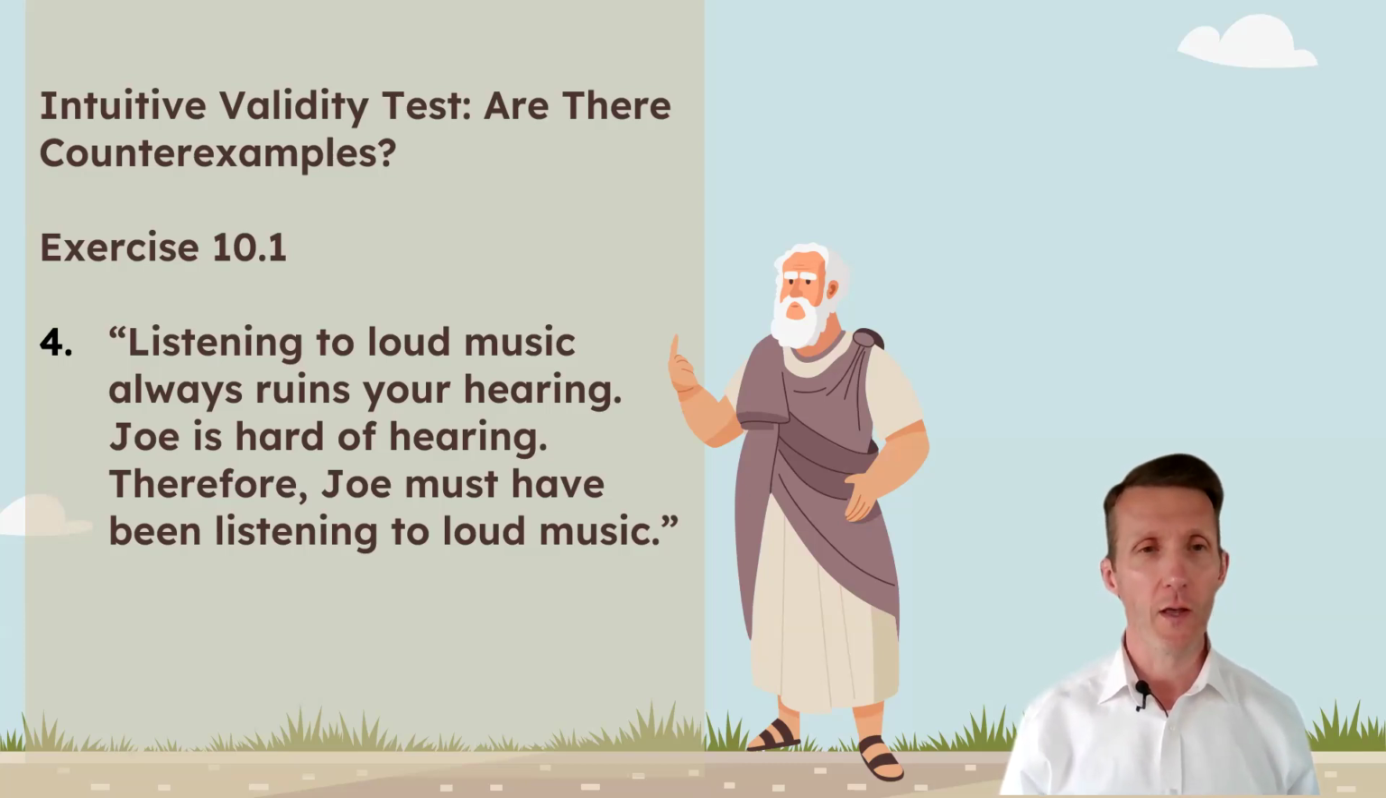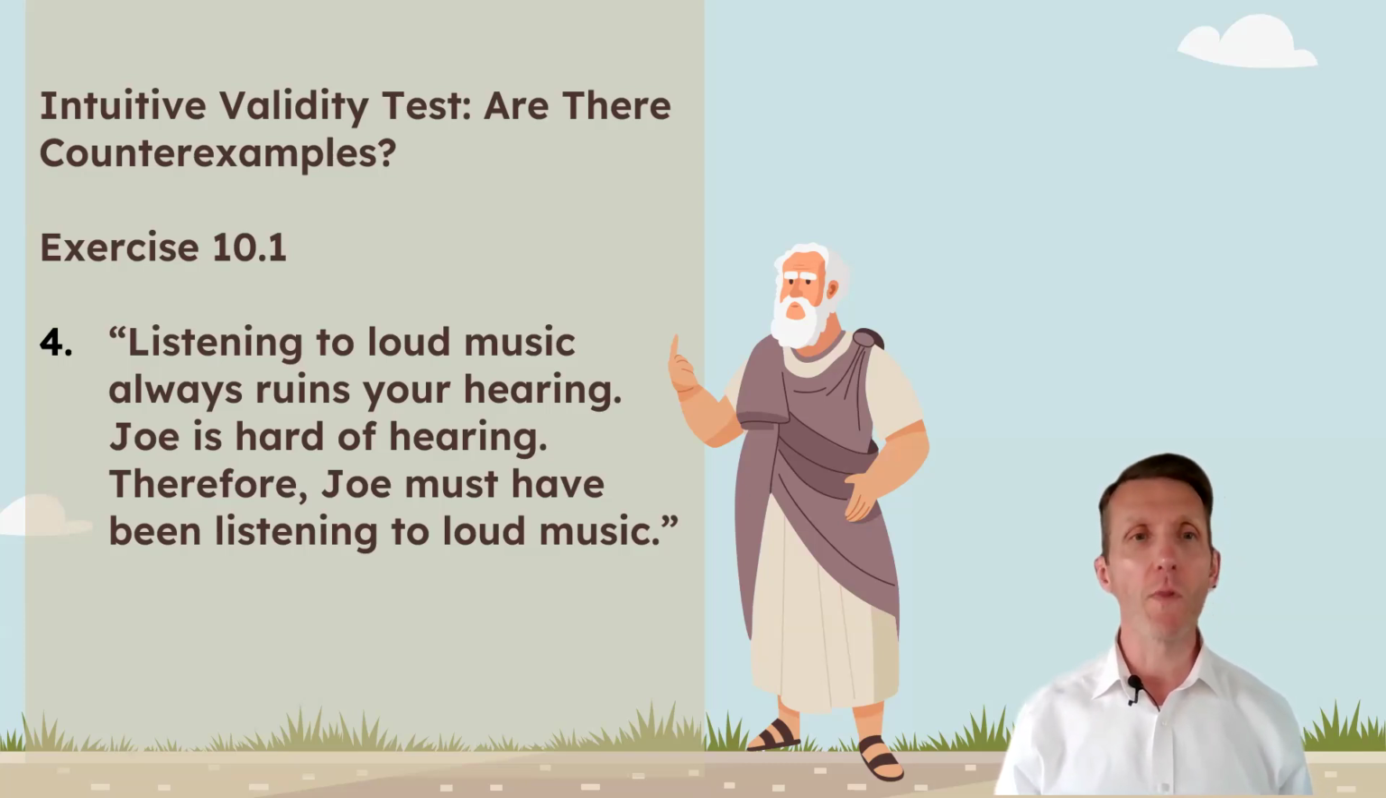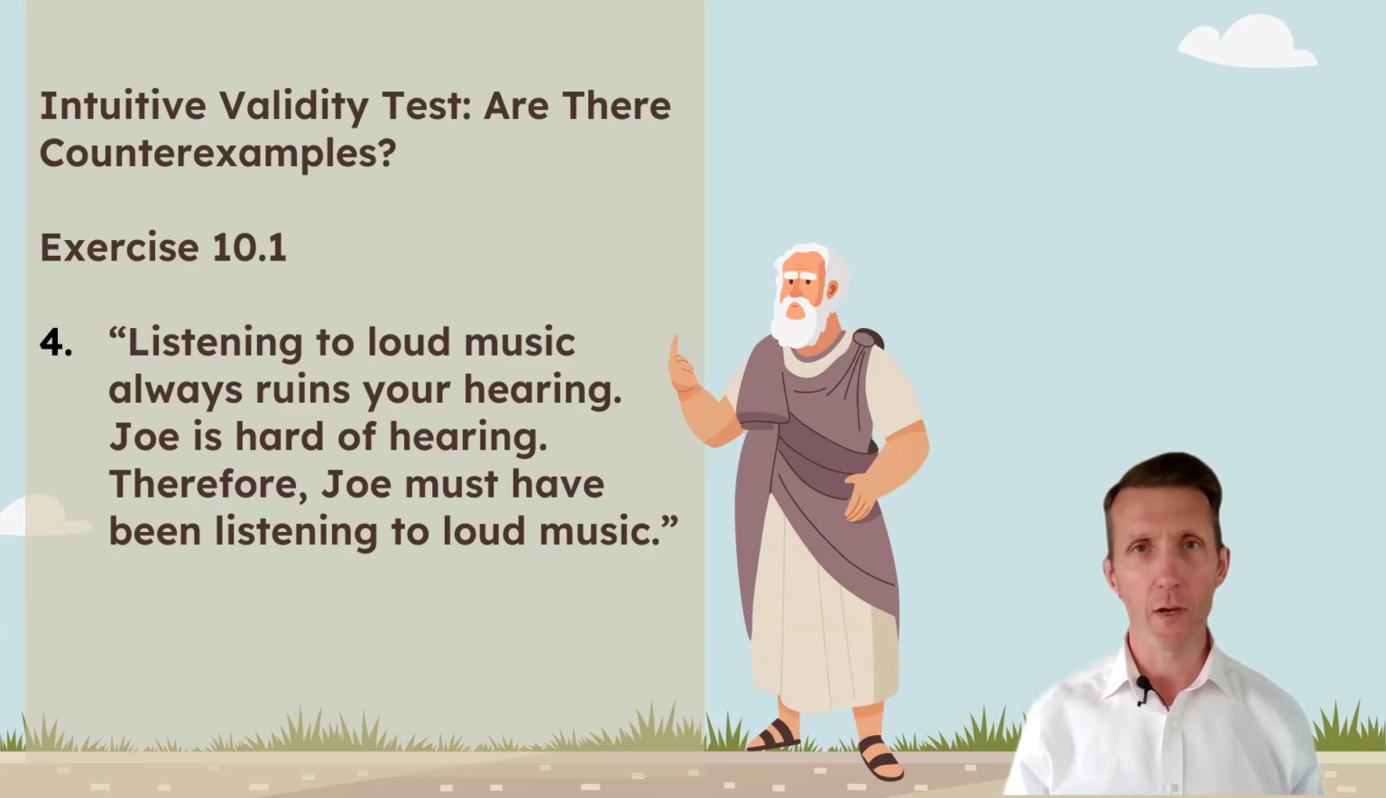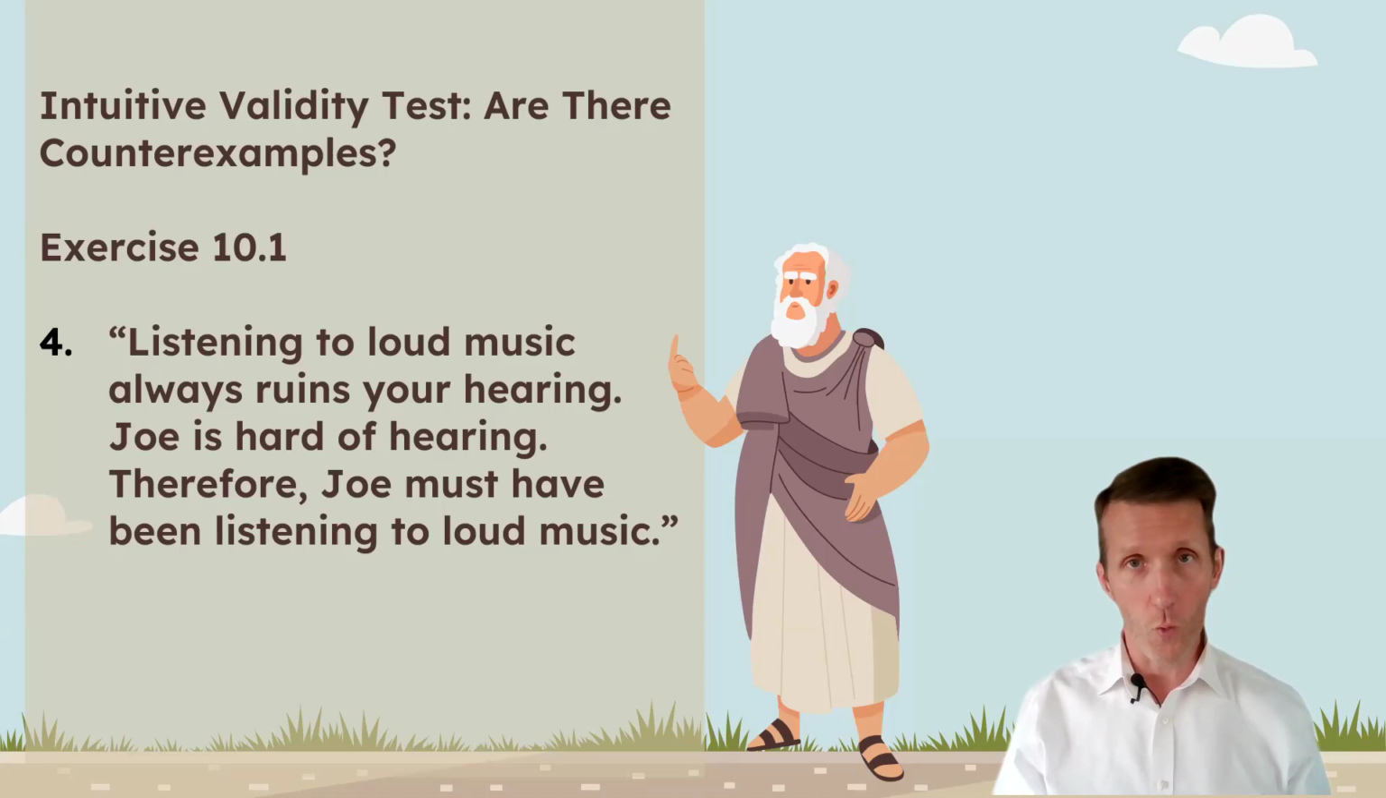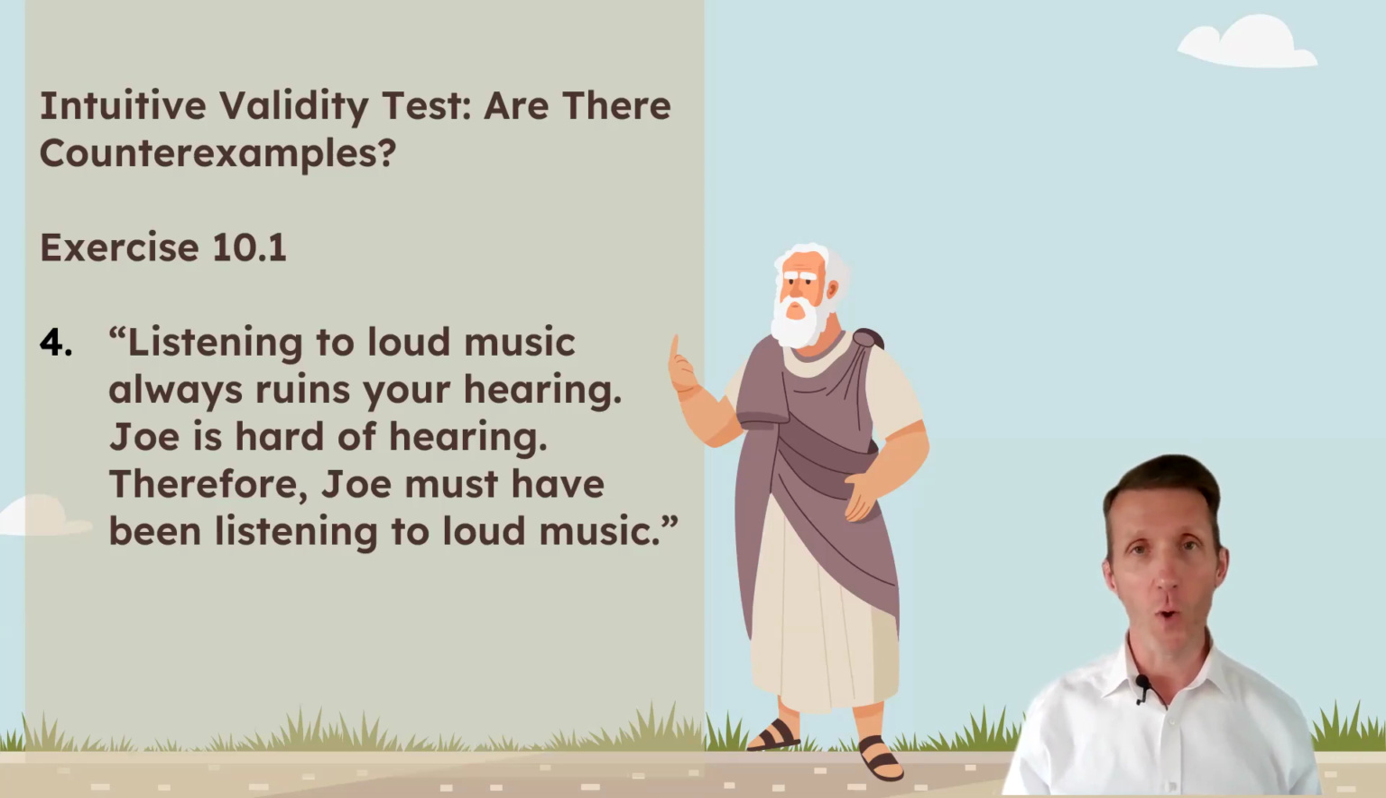Joe is hard of hearing. Imagine that both of those are true. Therefore, Joe must have been listening to loud music. Can you think of a counterexample? Yeah, of course. Maybe Joe has a congenital hearing issue. He was born with not the best hearing. Maybe Joe worked at a job, a construction site, which was very loud. He wasn't required to wear adequate hearing protection. Maybe Joe was in the army, in the infantry, and he fired very loud weapons, and that's the reason that his hearing is damaged. So it's not the case that this particular argument is valid because we can think of several different counterexamples.